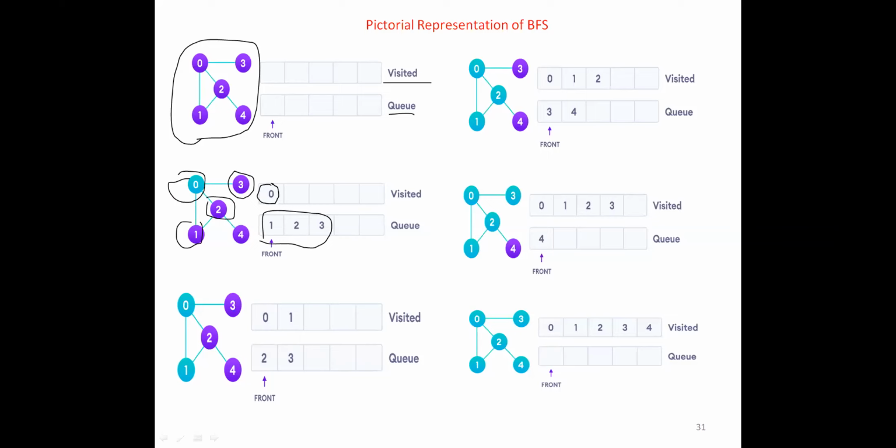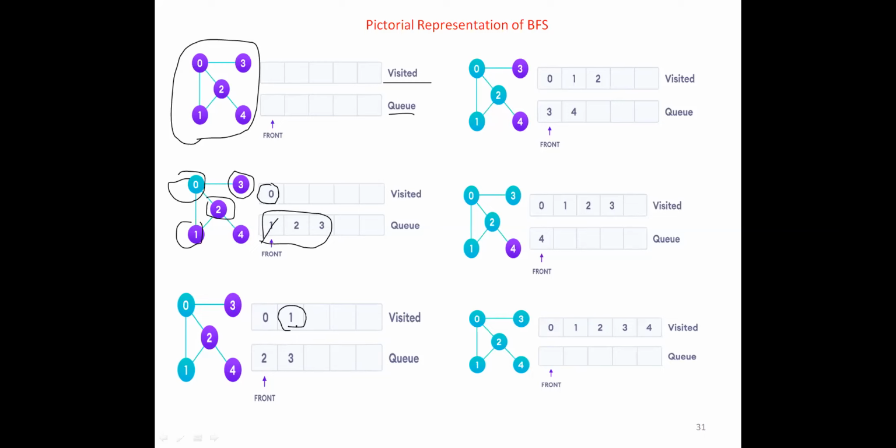Okay, fine. Next, what will I do? Then I have to start exploring the vertexes of each and every node 1, 2 and 3. Then I will dequeue 1. Then I am visiting the dequeued 1, and I'll write it into the visited array. So I am dequeuing 1 and adding it into the visited array.